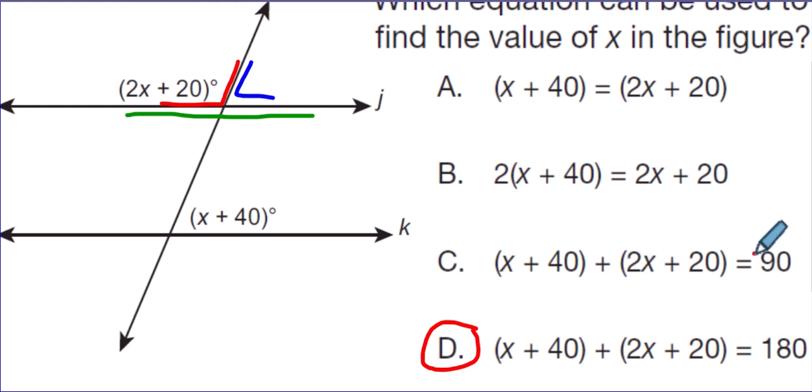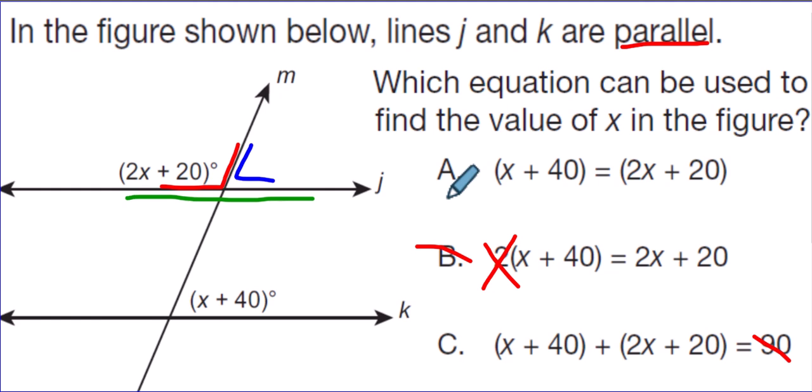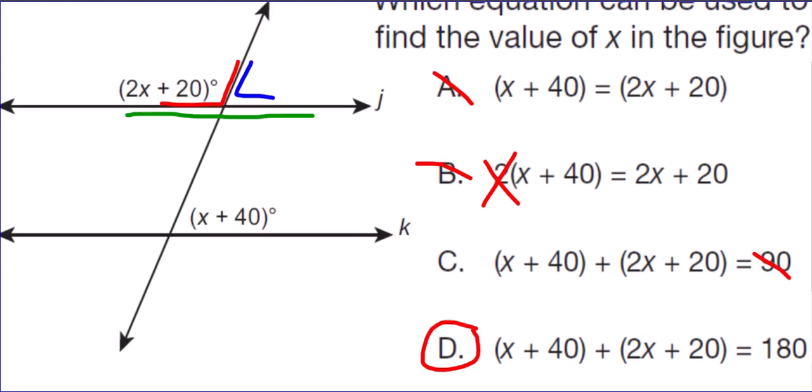Not choice C, it doesn't equal 90. Choice B is ridiculous, trying to take 2 times the smaller angle here. That doesn't apply to anything we ever learned here about angles from parallel lines. Choice A is wrong because they're trying to say they're congruent. That cannot be the case because one's obtuse, one's acute, so there's no way that they're congruent.